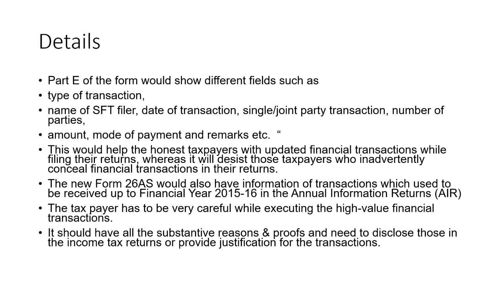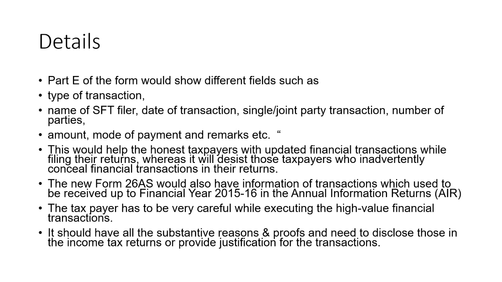Then what are the financial transactions? Statement of Financial Transactions. Part A in the form would show different fields such as the type of transaction, the name of the Statement of Financial Transaction filer who has to file, the date of transaction, whether it is shown in a single name or a joint name, and the members of the parties. All the transactions will be disclosed in these details. Mode of payment, how it is paid, and the reasons, all those things will be shown in Part E.